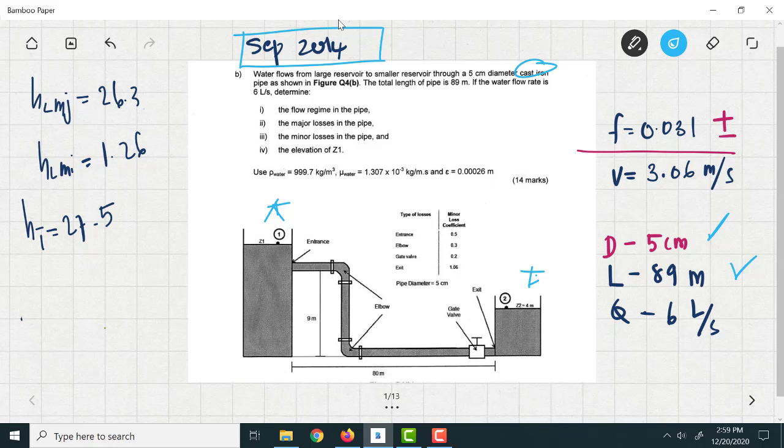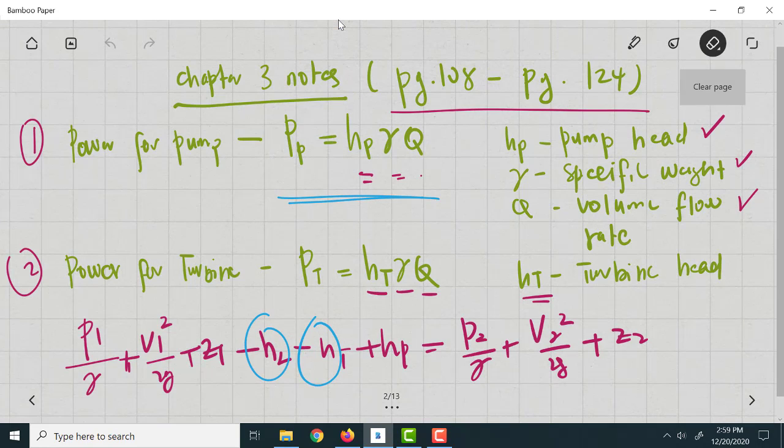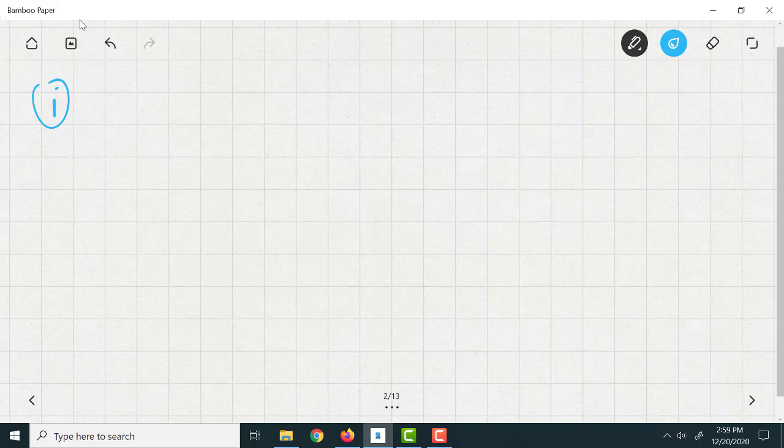Determine the following. First of all, you need to solve all of these for your homework: 1, 2, 3, 4, everything here. First, flow regime. What is flow regime? They want you to find the type of flow in the pipe. To find that, we need to find the Reynolds number, and then we can determine whether it is laminar or turbulent. So you need to know how to find laminar or turbulent, just using the Reynolds number.